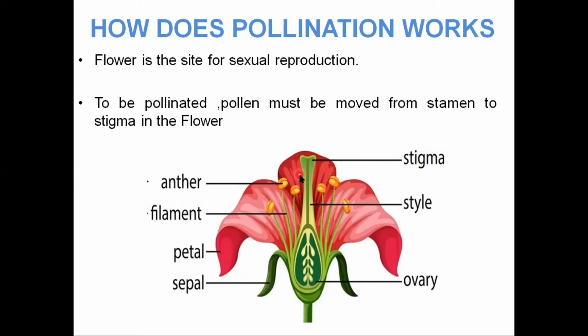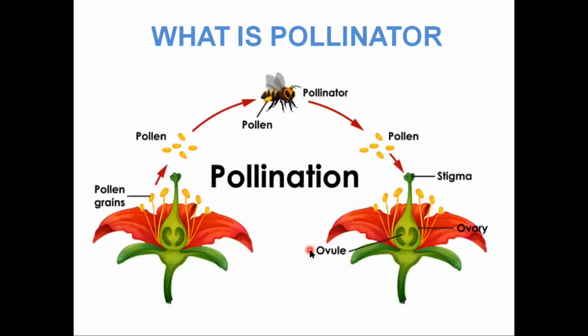Now the pollen grains present in the anther will transfer onto the stigma for pollination, and via the pollen tube they will enter the ovule, which is inside the ovary, for fertilization. Now we will see what a pollinator is and what its use is.